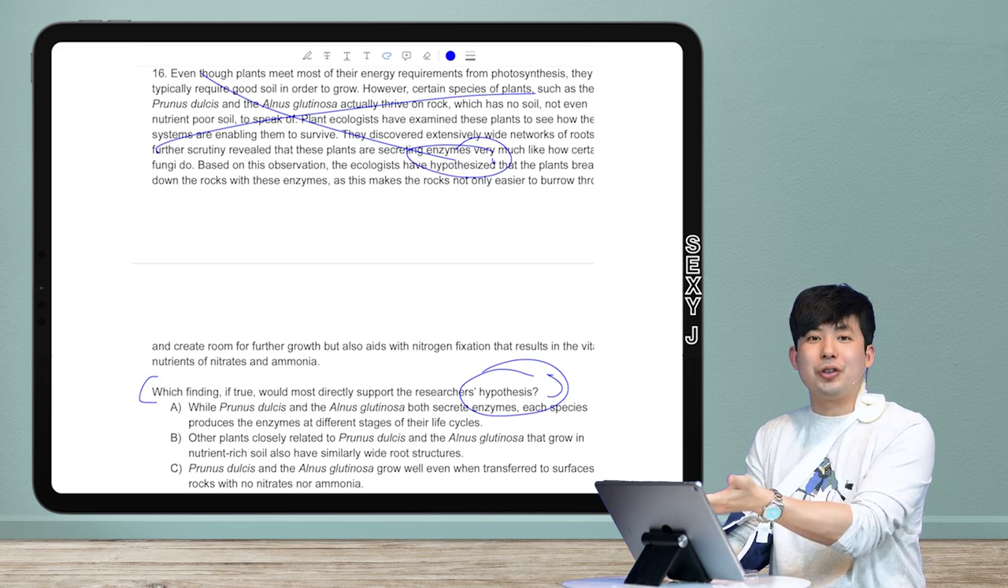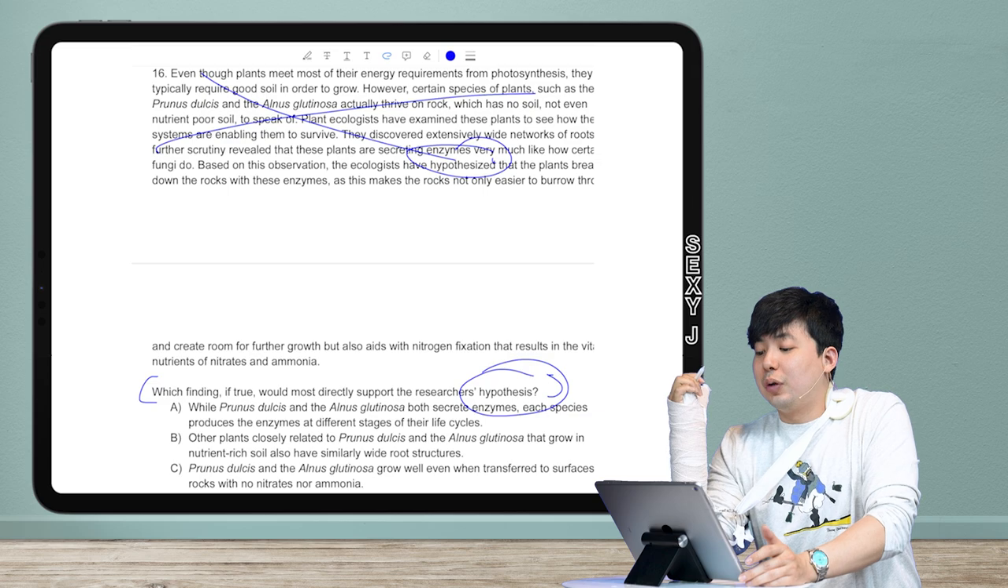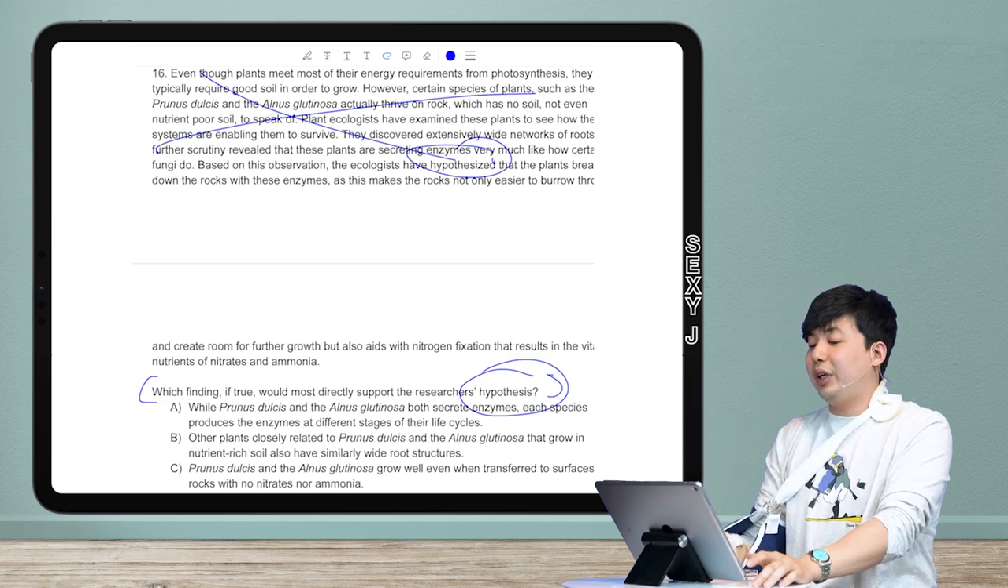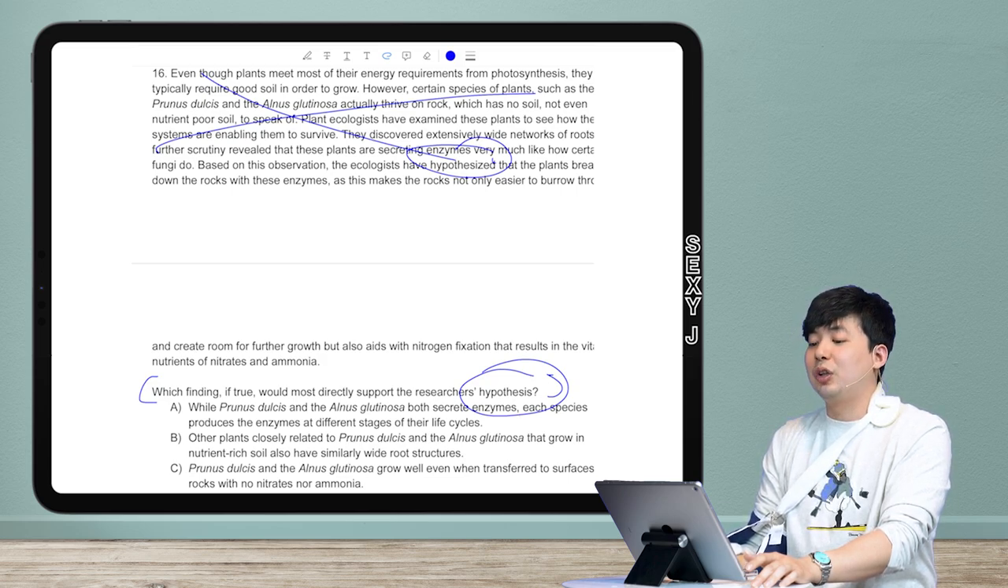But I see the word hypothesized. That means hypothesis. Okay, so let's look here. Based on this observation, the ecologists have hypothesized, there we go, that the plants break down the rocks with these enzymes, as this makes the rocks not only easier to burrow through and create room for further growth, but also aids with nitrogen fixation that results in the vital nutrients of nitrates and ammonia.